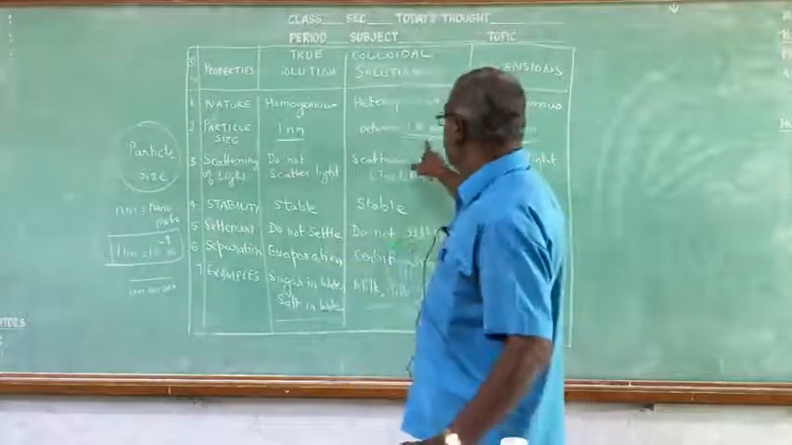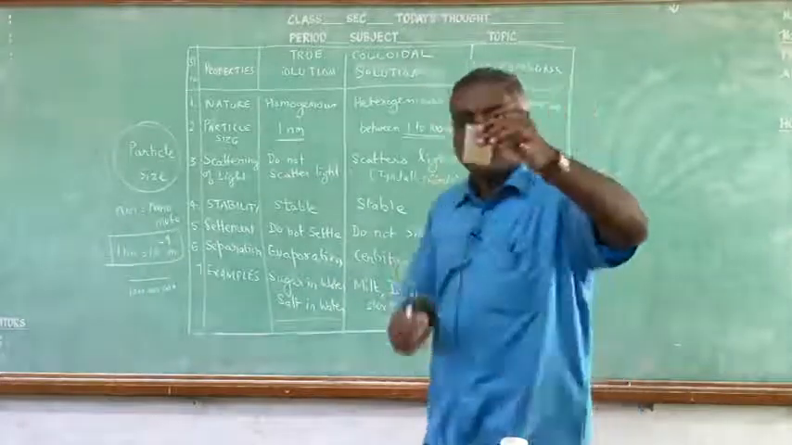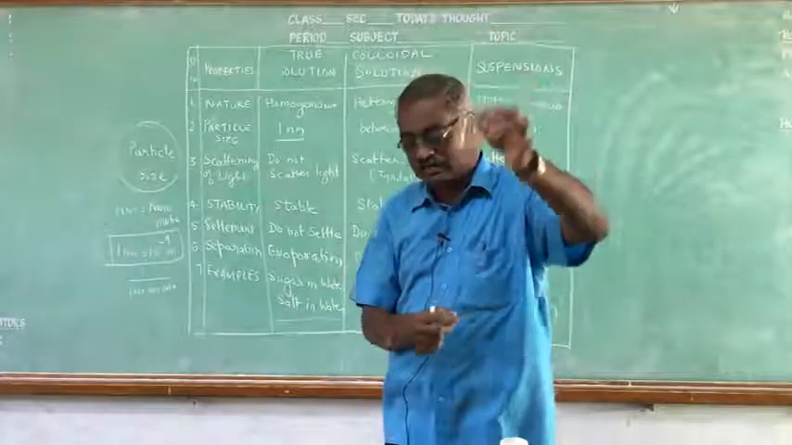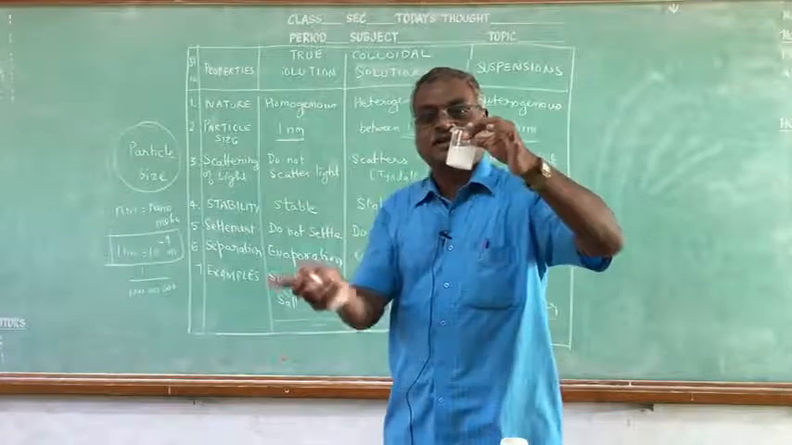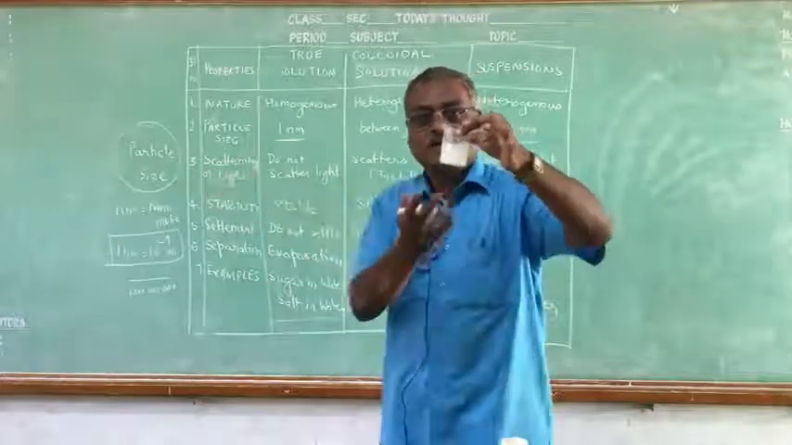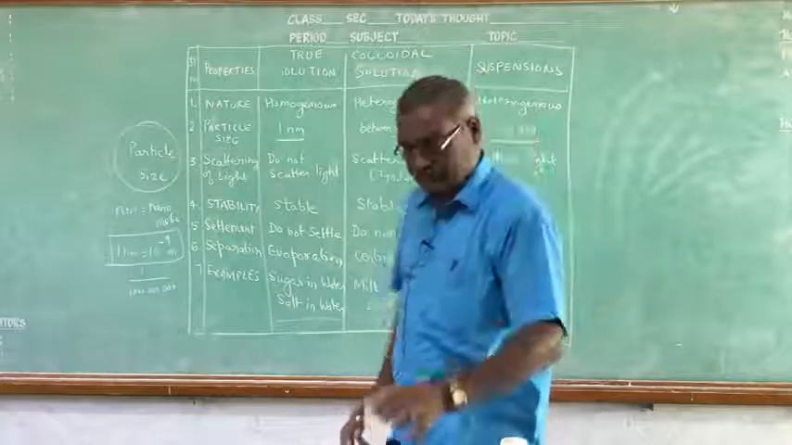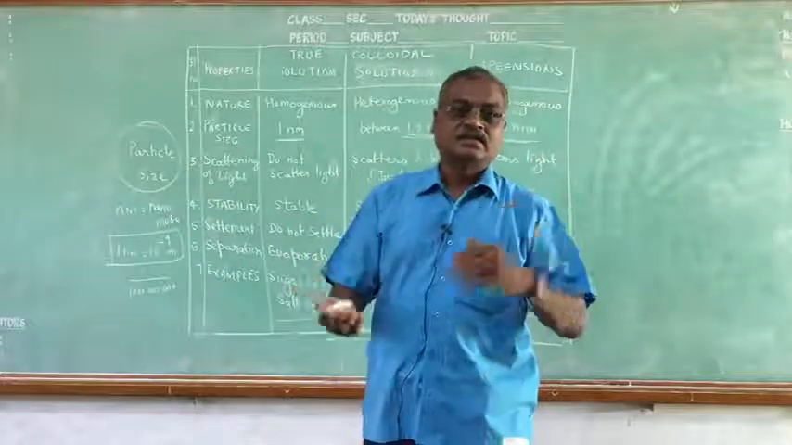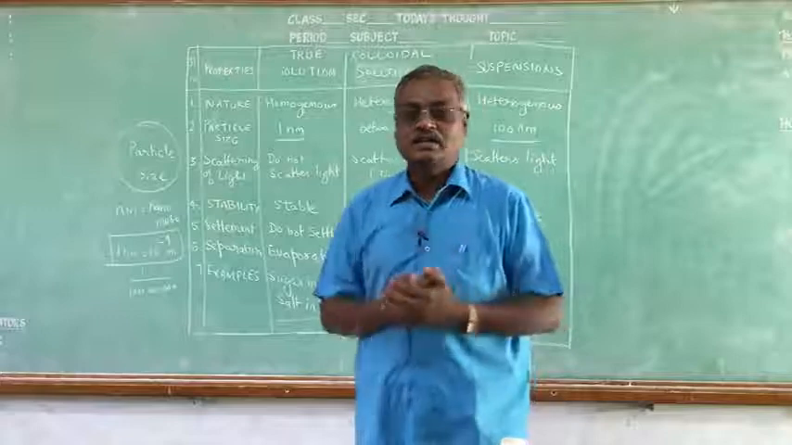Whereas the particle size of suspension is 100 nanometer or more. 100 nanometer means it is a somewhat bigger size. Whereas the colloidal solution is in between suspension and true solution. It comes around 1 to 100 nanometer. So colloidal solution always comes in between true solution and suspension. One is soluble, one is insoluble, whereas colloidal solution is partially soluble.